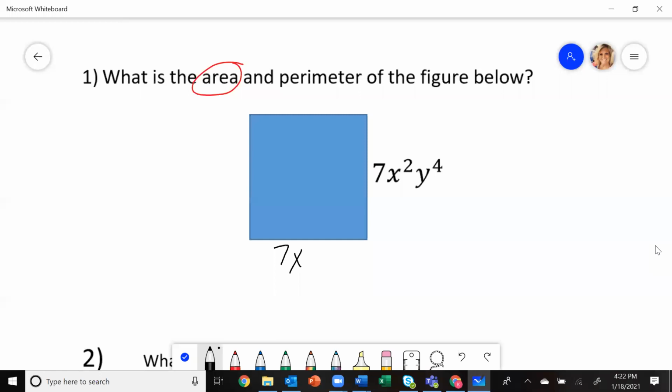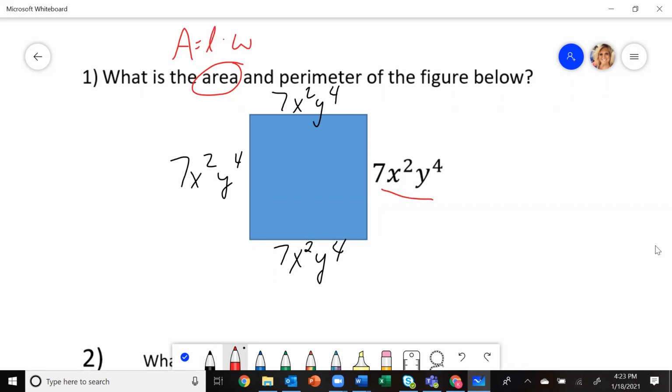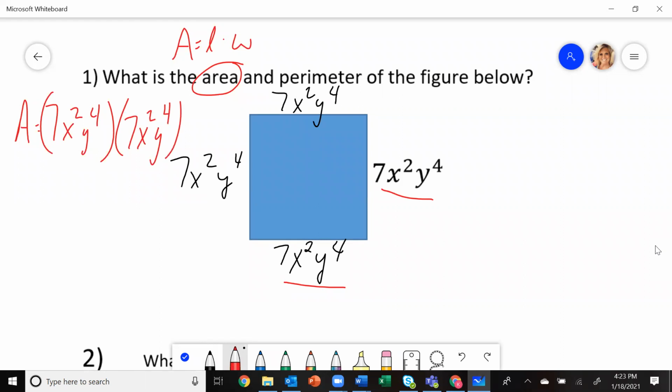So this side will be 7x squared y to the 4th. All of them will be 7x squared y to the 4th. Area of a square is length times width. So that means I'm going to take this times this. So my area will be 7x squared y to the 4th times 7x squared y to the 4th. So as I multiply that, I will take 7 times 7, which will give me 49.